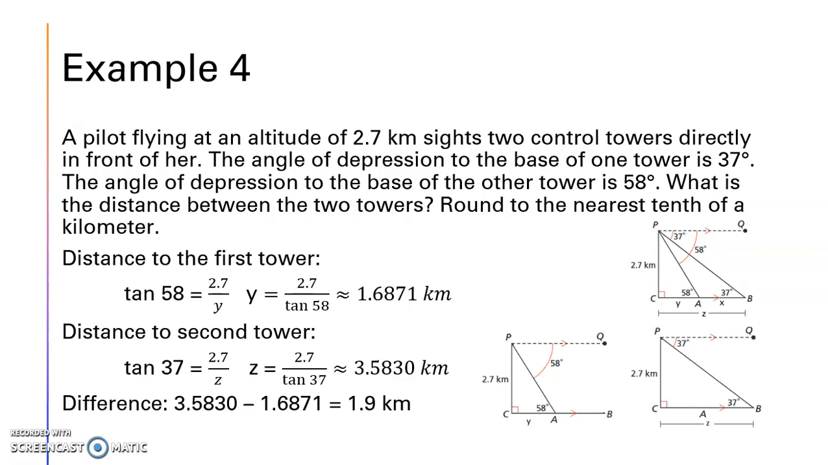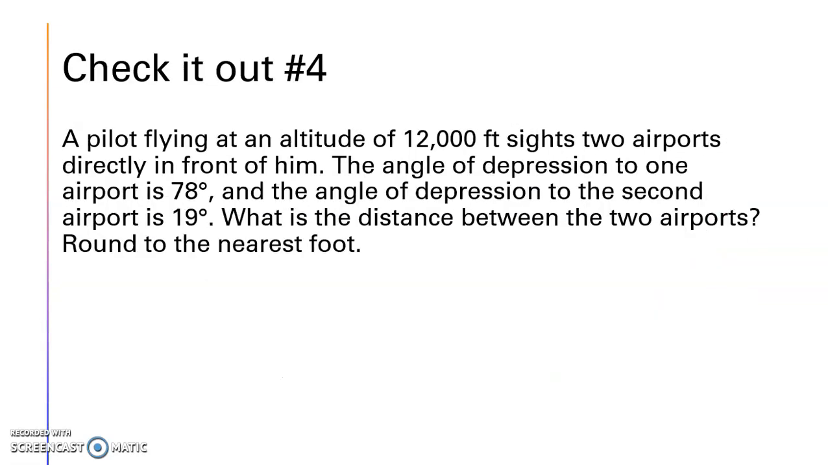So the last thing that you have for this lesson is another check it out question. Check it out number 4 says, a pilot flying at an altitude of 12,000 feet sights 2 airports directly in front of him. The angle of depression to one airport is 78 degrees, and the angle of depression to the second airport is 19 degrees. What is the distance between the 2 airports? Round to the nearest foot. So that's it for this lesson. Just finish that check it out question and let me know if you have any questions.